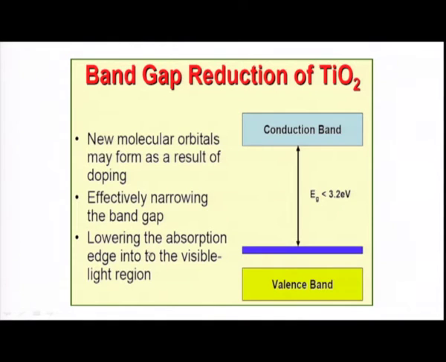And one of the ways to reduce the band gap is that new molecular orbitals may form as a result of doping. So, we can go for doping. Doping of impurities into the titanium dioxide may reduce the band gap, so that instead of UV light we can use direct sunlight. By effectively narrowing the band gap through doping and lowering the absorption edge into the visible light range, it is possible. So, doping is one way of reducing the band gap.